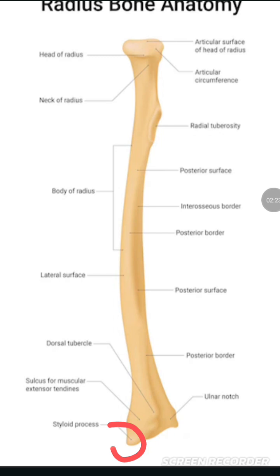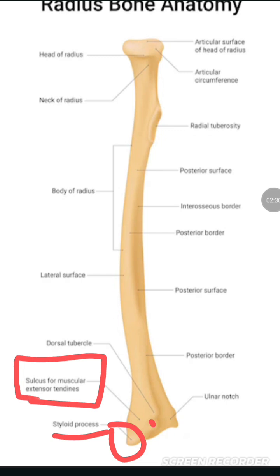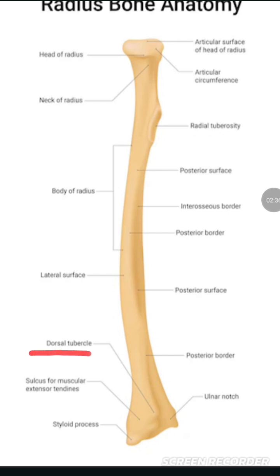Similarly, this is called the styloid process, and this region is called the sulcus for the extensor tendons. This is called the dorsal tubercle. This is the overall anatomy of the radius bone.